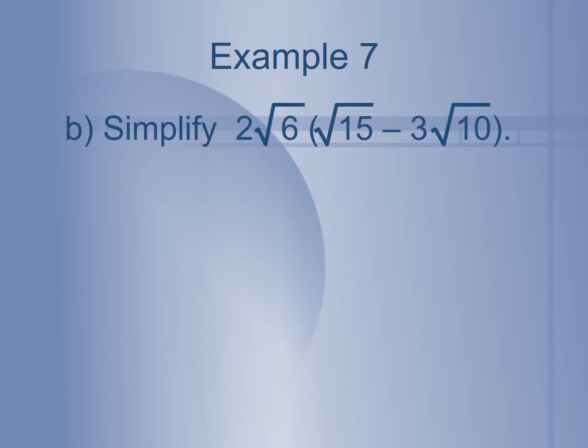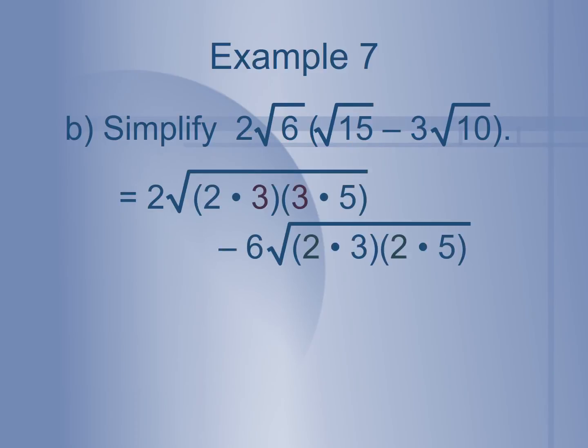So this one, we're going to distribute the 2 square roots of 6 to the square root of 15, which is going to become, 6 breaks down to 2 times 3, and 15 breaks down to 3 times 5. And then we're going to distribute this 2 square roots of 6 to this minus 3 square roots of 10. So 2 times negative 3 is where the negative 6 came from. 6 breaks down to 2 and 3, and 10 breaks down to 2 times 5.